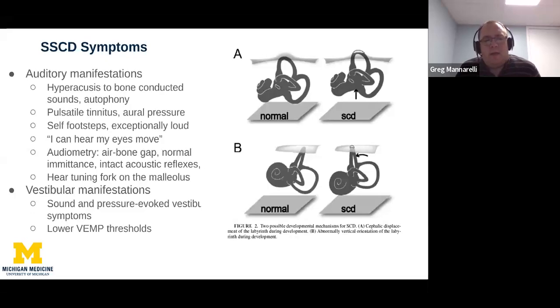They'll get pulsatile tinnitus, aural pressure. They're going to hear their own footsteps exceptionally loud. They can complain of hearing their eyes move. And again, they're going to have air-bone gaps in audiometry. They're going to have sound and pressure evoked vestibular symptoms and lower VEMP thresholds.